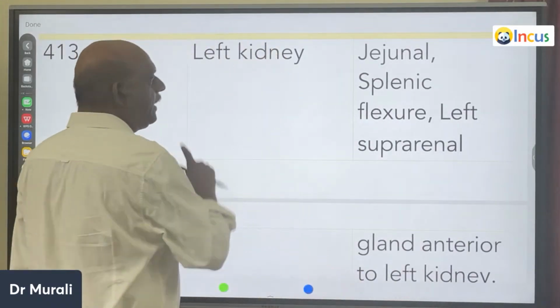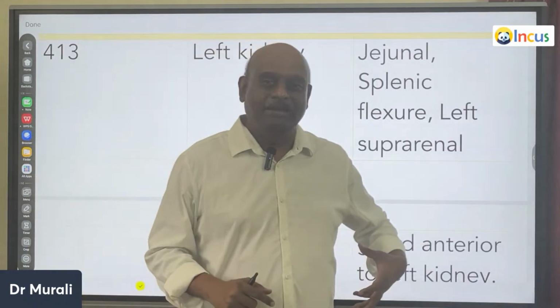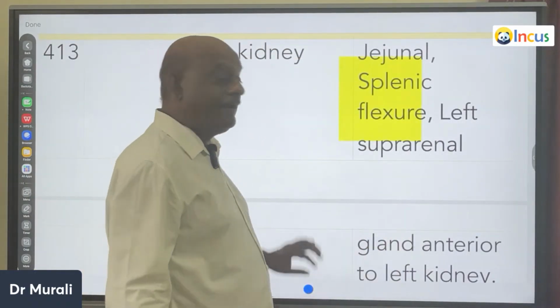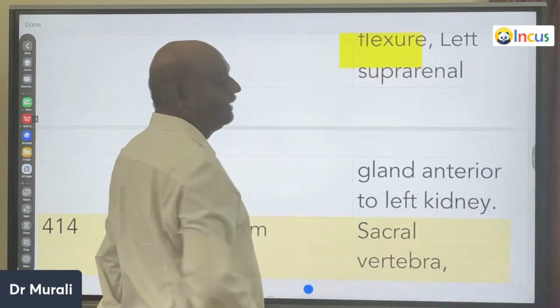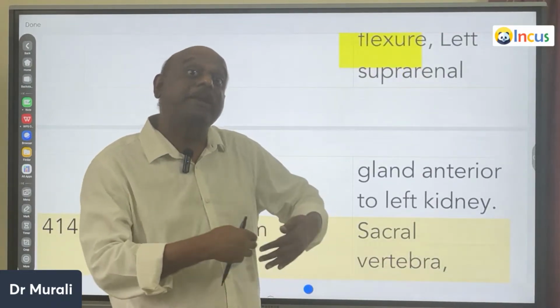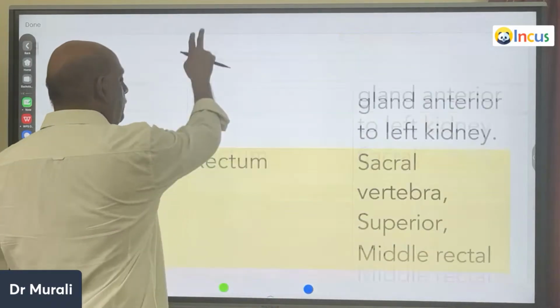Now, left kidney relations, what are they? Jejunum, splenic flexure, left suprarenal gland. They are all the anterior relationships of the left kidney. Left kidney is what you need to remember.